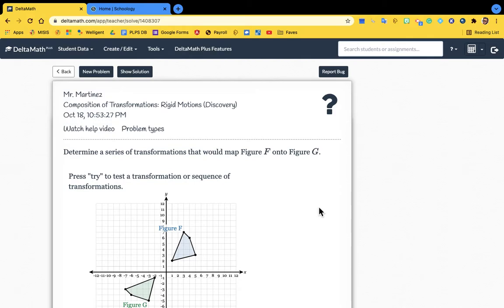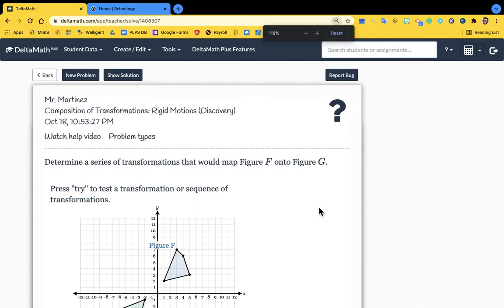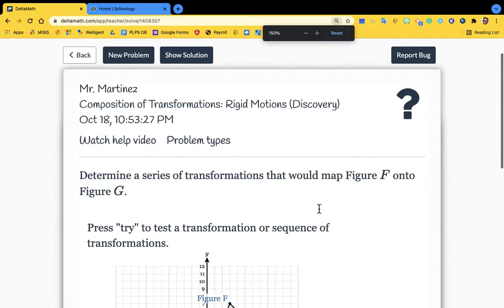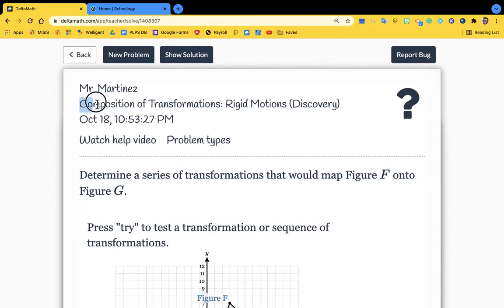All right? So let us zoom in here to see what the name of this video lesson is called, and this is Composition of Transformations, Rigid Motions Discovery. Right? So what does that mean? Composition means we're going to do transformations, more than one step, right? And we're going to discover what those transformations look like.